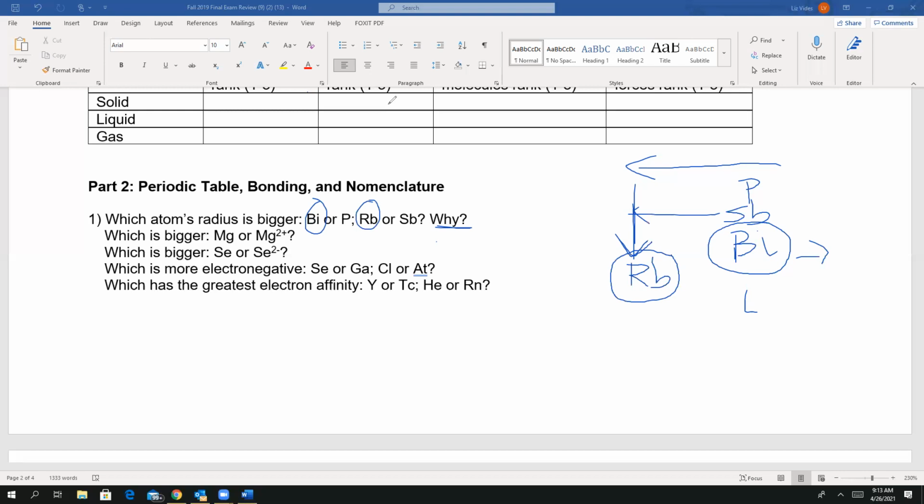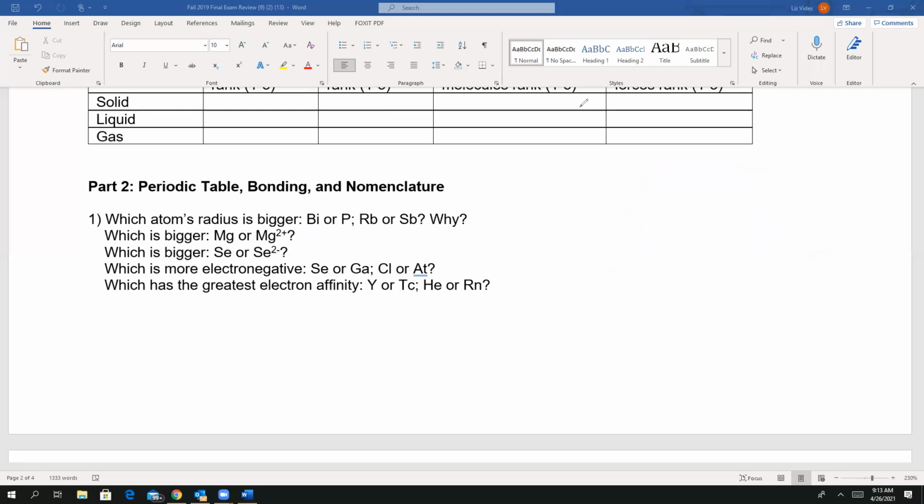Okay, now let's clear that. So we have the answers. I'm just gonna redo that. Bismuth, rubidium. Okay. Now, as far as bigger, which one is it?